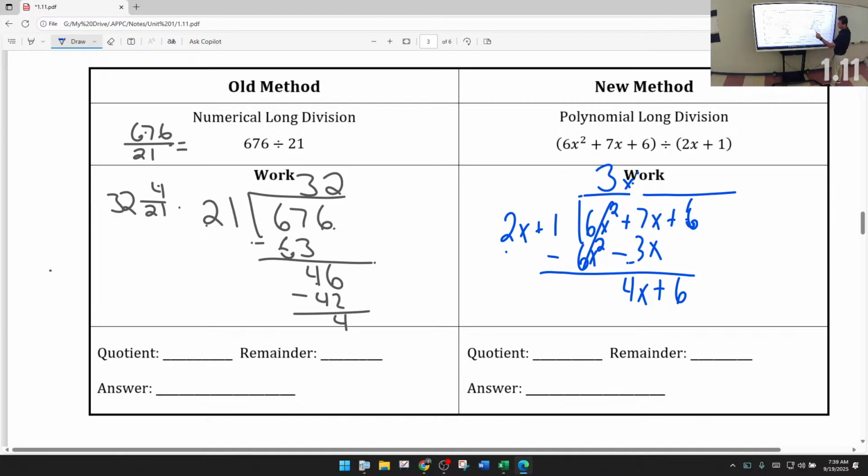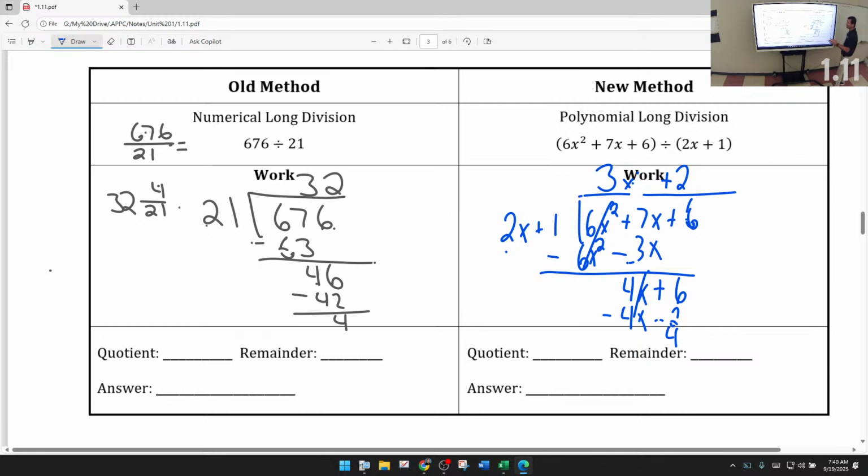Now the 2x will go into 4x just 2 times, just like it went 2 times over here. So we're going to put plus 2. Now we're going to multiply just like we did over there. So 2 times 2x is 4x, and 2 times 1 is 2. Subtract. Those go away. 6 minus 2 is 4. That's the remainder. Okay?